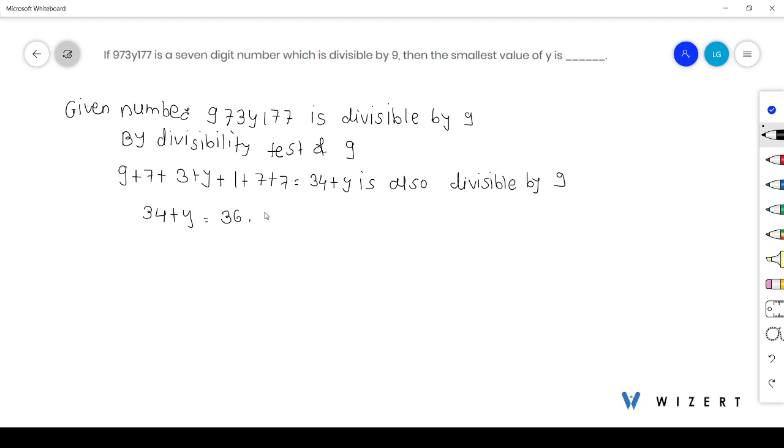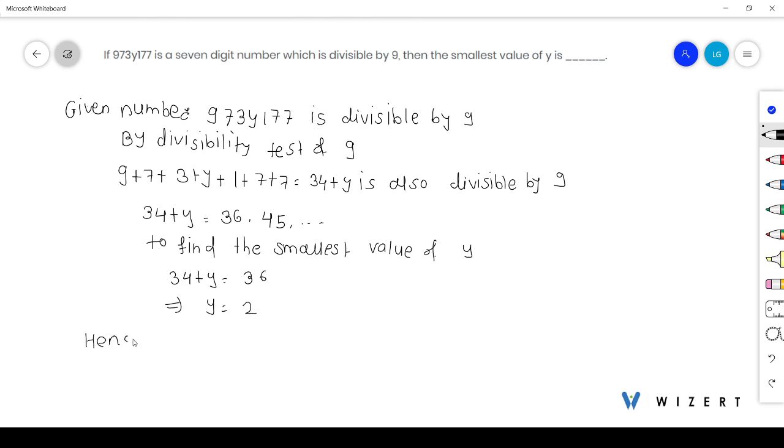36, 45 and so on. To find the smallest value of y, that 34 plus y should be 36. Now subtract 34 from both the sides, we get y equals to 2. Hence, smallest value of y is 2.